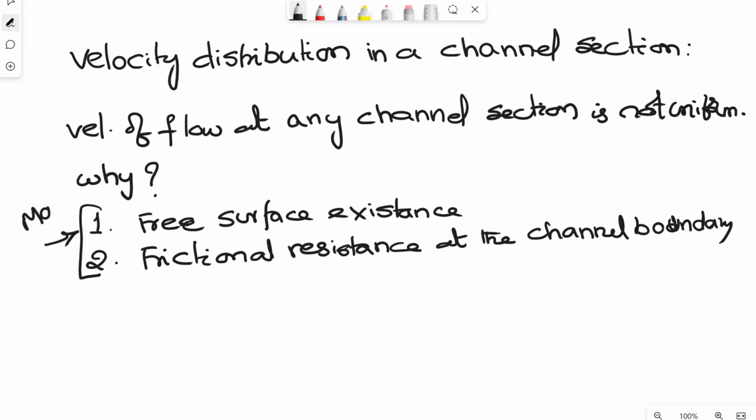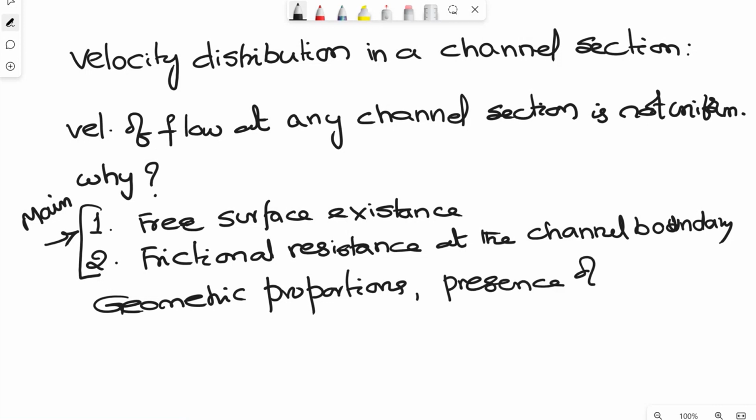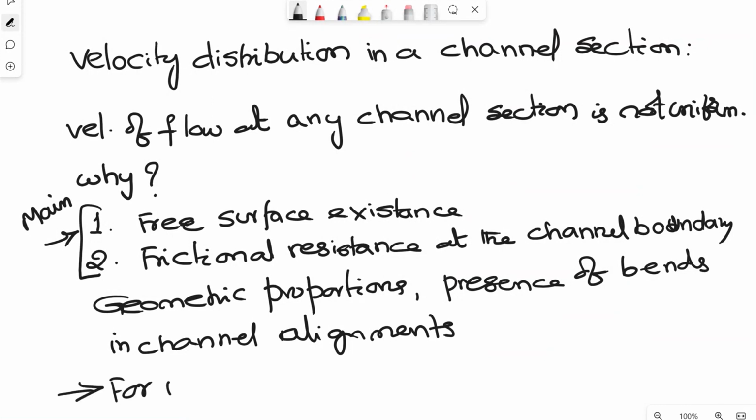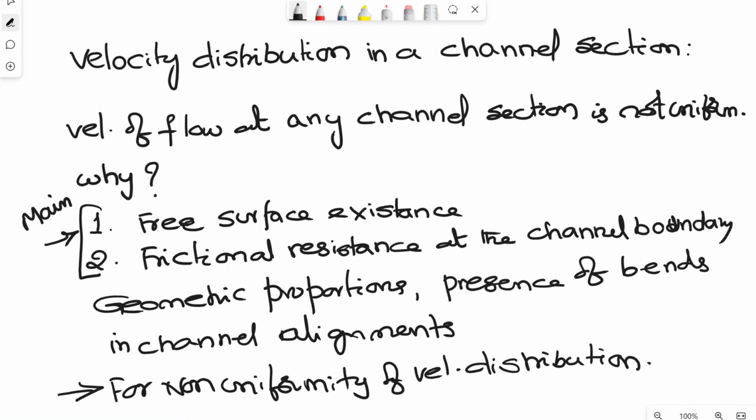Apart from these two, there are some more reasons, which we call geometric proportions. Geometric proportions of the channel means the width to depth ratio. All these we call geometric proportions. Then the presence of bends in the channel is also one of the reasons, in channel alignment. I call it channel alignment rather than length. So these are all responsible for the non-uniformity of velocity distribution.